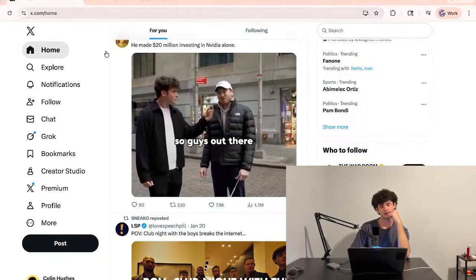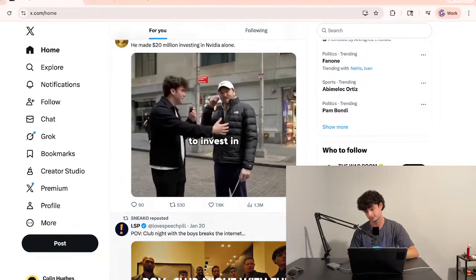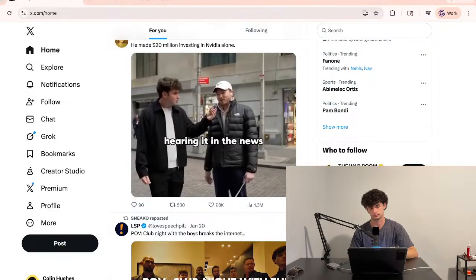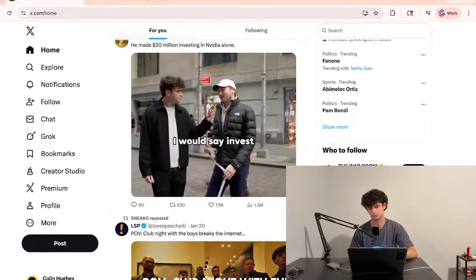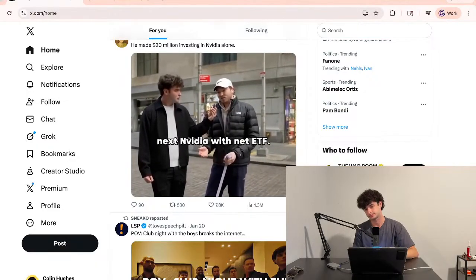Right? So guys out there, start investing in quantum. What is quantum? For someone that's trying to find a stock to invest in and get off the ground with investing. Quantum computing, right? You're going to start hearing it in the news more and more. Google just had the Willow chip breakthrough. I would say invest in quantum ETFs now. Next 10 to 15 years, you'll probably have the next NVIDIA within that ETF.